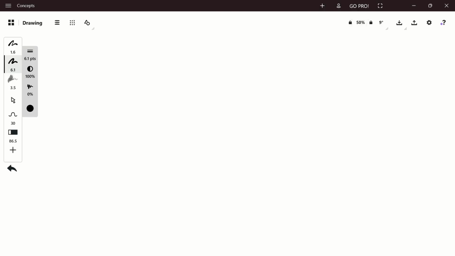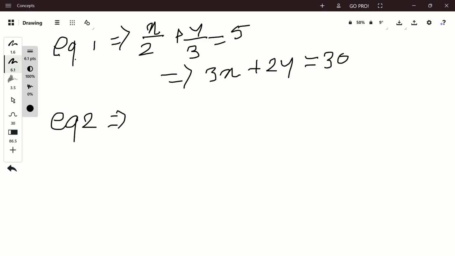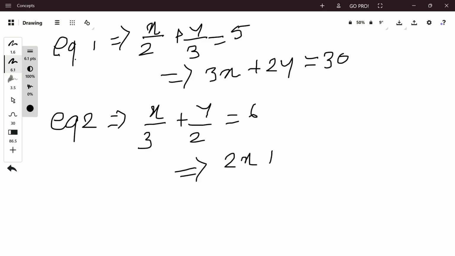Rewrite the equation to a more standard linear form. We have equation 1 as x upon 2 plus y upon 3 equal to 5, which is 3x plus 2y equal to 30. And equation 2, that is x upon 3 plus y upon 2 is equal to 6, which is 2x plus 3y equal to 36.